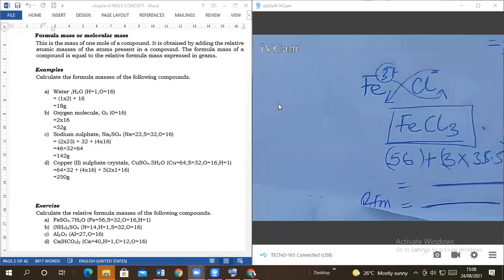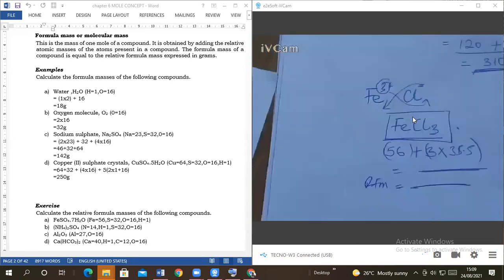Now, any person who doesn't know how to come up with the formula of a compound, because this is for your own benefit. You paid your money so that we can help you. I can't jump from here to the next part before you know how to come up with those things. So feel free.